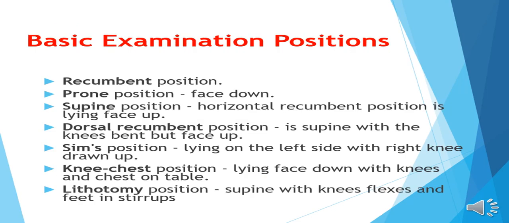Position, which means horizontal recumbent position, is lying face up. The dorsal recumbent position is supine with the knees bent but face up. The Sims position is lying on the left side with the right knee drawn up, and the knee-chest position is lying face down with the knees and chest on the table. The lithotomy position means supine with the knees flexed and the feet on the stirrups.